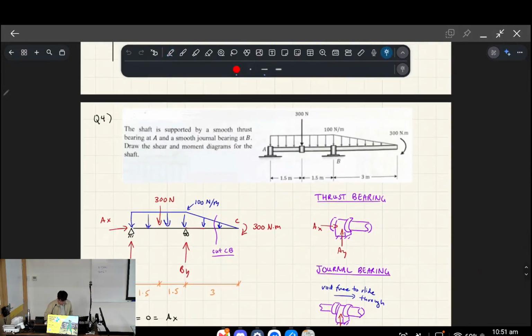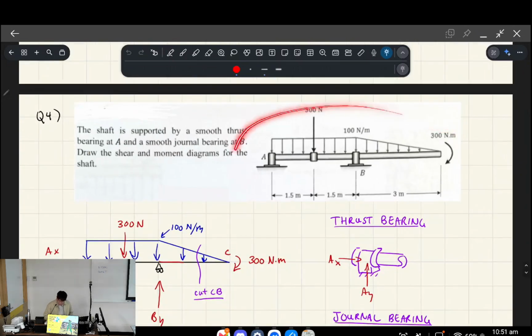Okay, here's a question. A shaft is supported by a smooth thrust bearing at A and a smooth journal bearing at B. Draw the shear force and moment diagrams for the shaft. So that's this thing here. Which looks different to what we've seen before, because before we were looking at beams, and this is more like a mechanical engineering thing. You have bearings instead of roller and pin supports and stuff.